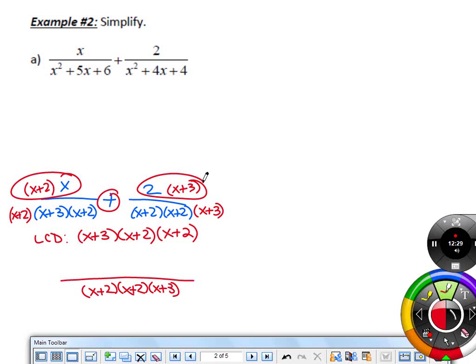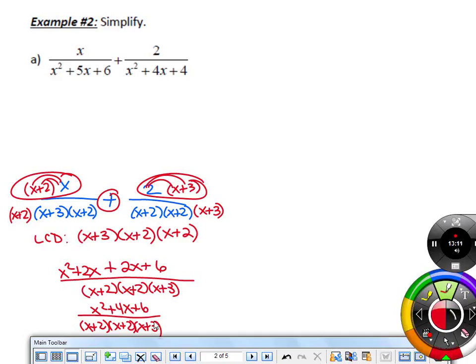So here, if I distribute this, this is x squared plus 2x. I have a plus sign, which is nice. If it's a minus sign, it gets a little more difficult because you have to distribute that, if necessary, afterwards as well. And then here we have a 2x plus 6. So in the numerator, these two combine together. So we have x squared plus 4x plus 6. And in the denominator, these three factors. And you could write x plus 2 squared if you don't want to write out the two factors.